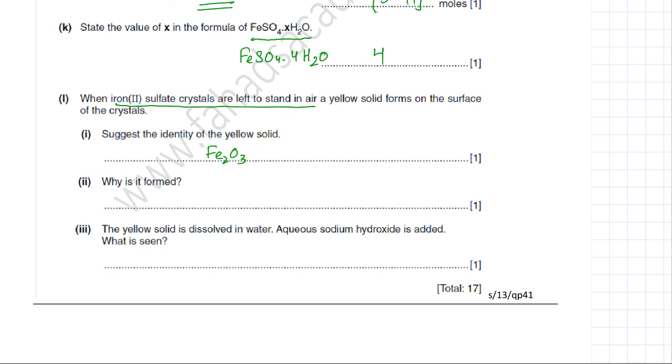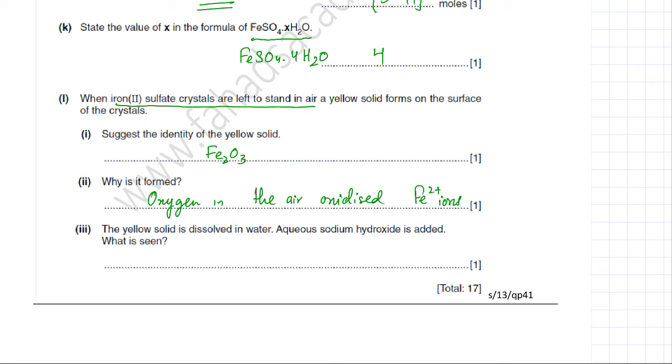And why is it formed? You're going to write that oxygen in the air oxidizes iron Fe2+ ions. So they're going to get oxidized by oxygen. And then he's saying that the yellow solid is dissolved in water, aqueous sodium hydroxide is added, and what is seen.